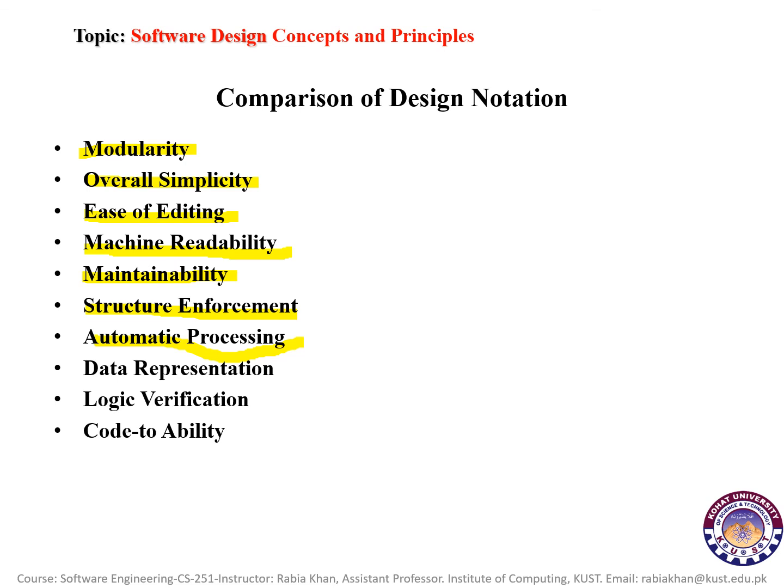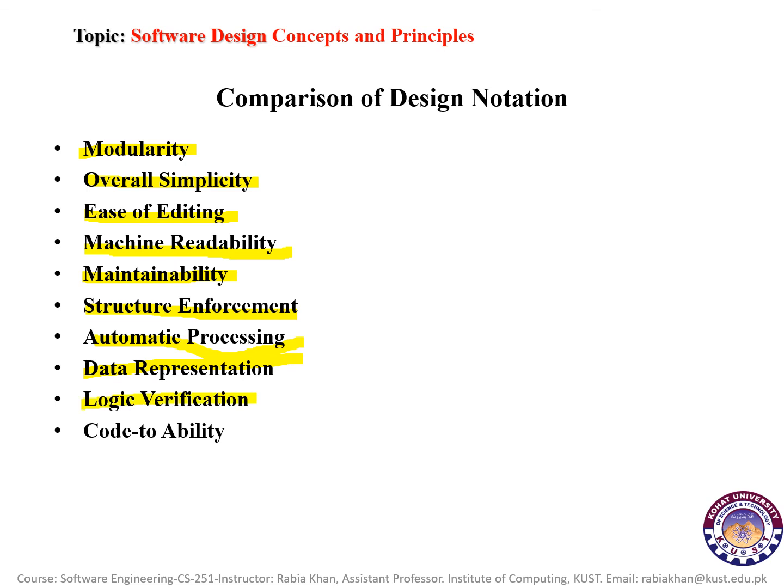The next comparison factor is data representation. The ability to represent local and global data is an essential element of component level design. Ideally, design notation should represent such data directly. So if local and global variables can be easily represented using a design notation, that particular design notation is considered better. The next factor is logic verification.